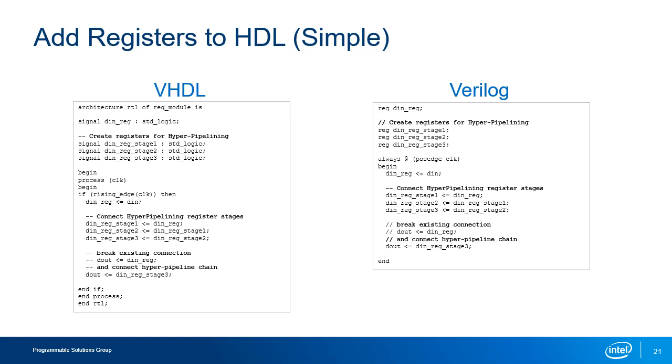Adding pipelining is very basic coding, but just as a reminder, this slide shows the basic mechanism being demonstrated on an input registered path. You break the original connection between the input and the input register. Between this connection, you add in the new register stages using signal or variable assignments within the clock process. Connect the input port to the input of the first register stage and the output of the last register stage to the input of the original register.